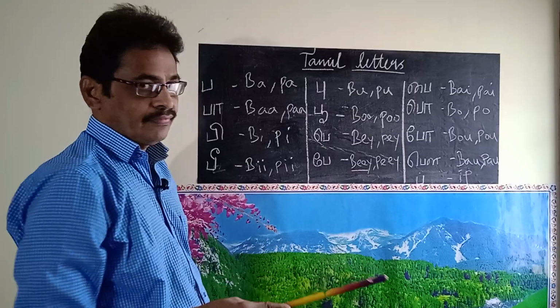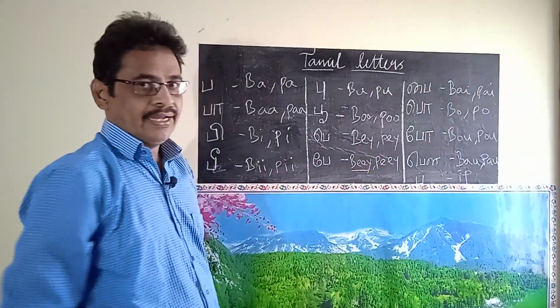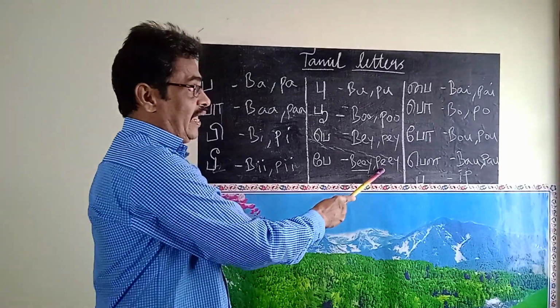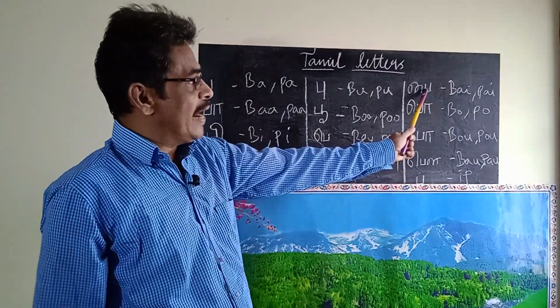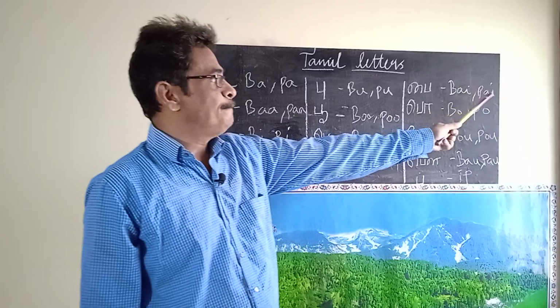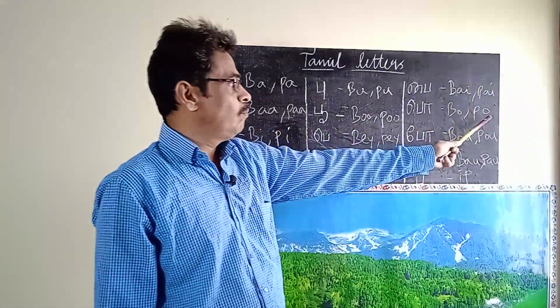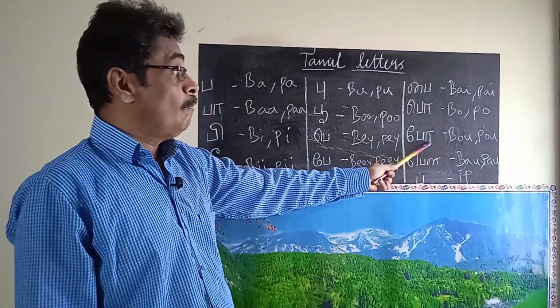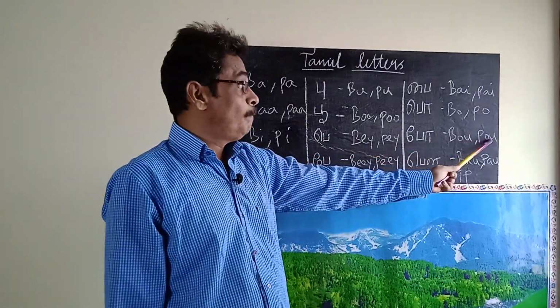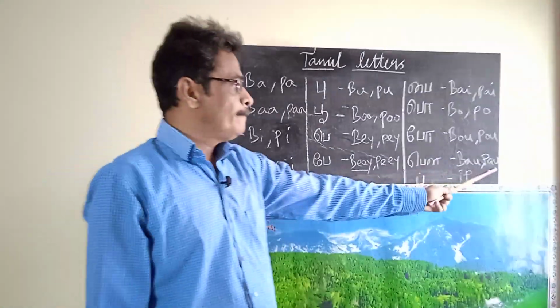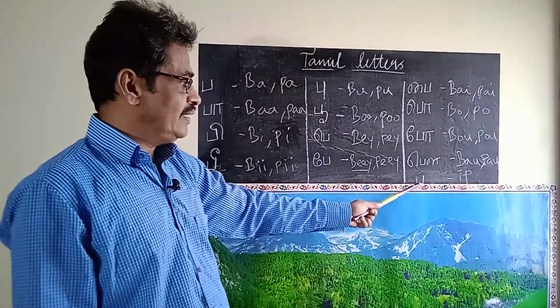Be, pe, be, pe, bai, pai, bo, po, bo, po, bau, pau, and then ip.